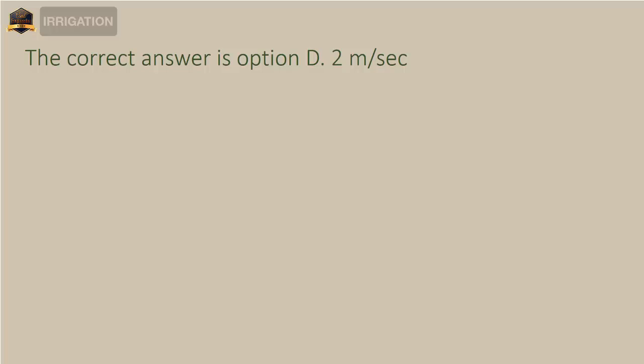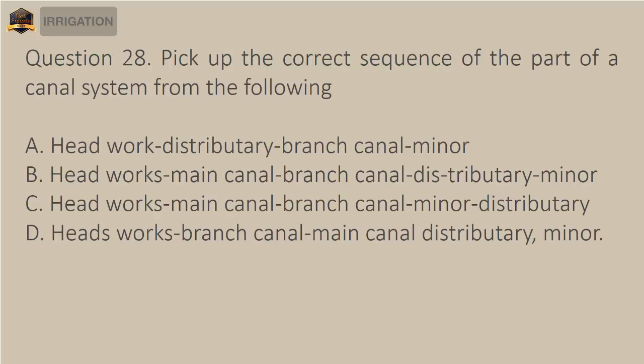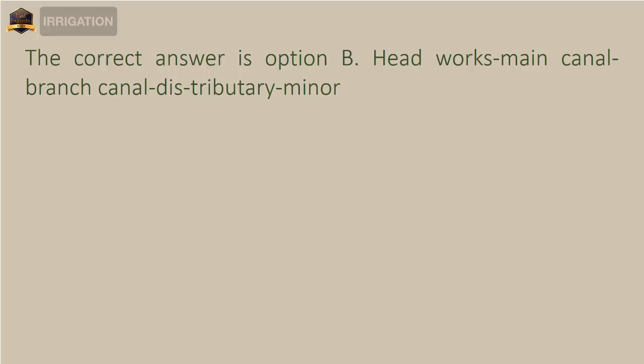Question 28. Pick up the correct sequence of the parts of a canal system from the following. A. Headwork, distributary, branch canal, minor. B. Headworks, main canal, branch canal, distributary, minor. C. Headworks, main canal, branch canal, minor, distributary. D. Headworks, branch canal, main canal, distributary, minor. The correct answer is option B, headworks, main canal, branch canal, distributary, minor.